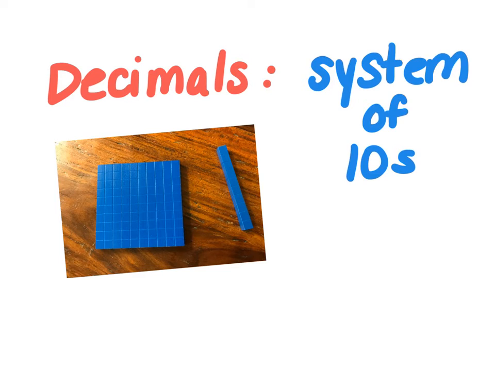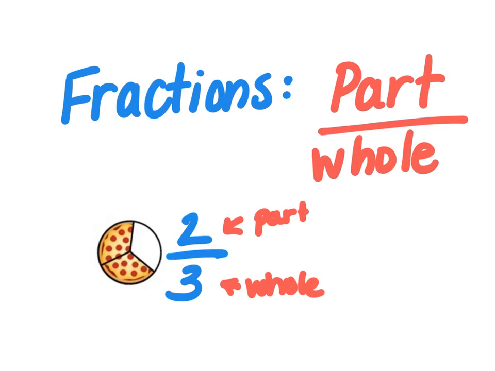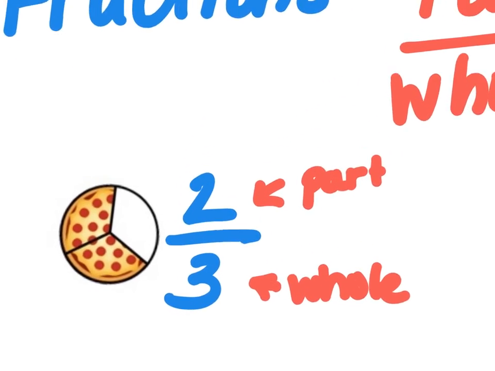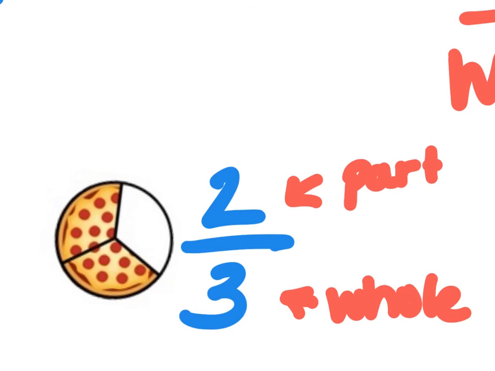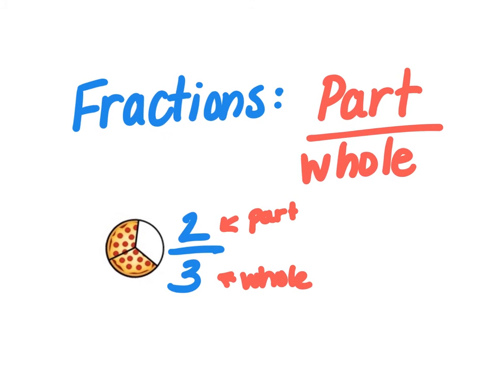Remember using these base 10 blocks? We still will use base 10 blocks, but decimals are just based on a system of tens. We can have parts out of 100, parts out of 1,000. These are all based on a system of tens. Whereas fractions are kind of more like a ratio. They talk about a part to a whole. So in this case, this pizza right here, there are 3 total pieces to make one whole, but one of them's gone. So what we have left is 2/3, 2 parts out of 3 altogether.